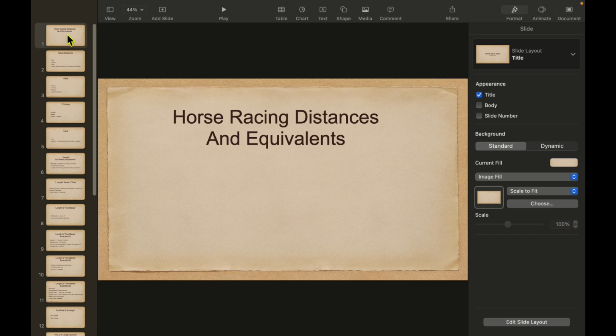Today we're going to do racing distances. Here's the PowerPoint. Today we're going to cover horse racing distance and equivalents. It really does help if you're familiar with imperial measurements. If you're not, I will go over them, but I'm not here to teach people the basic stuff. But anyway, I will go over them.